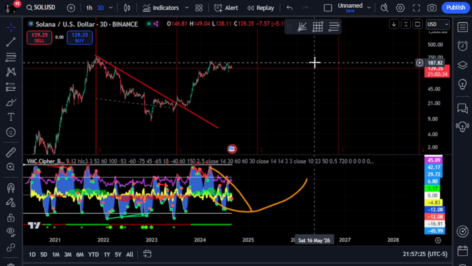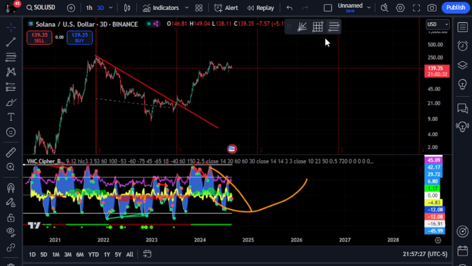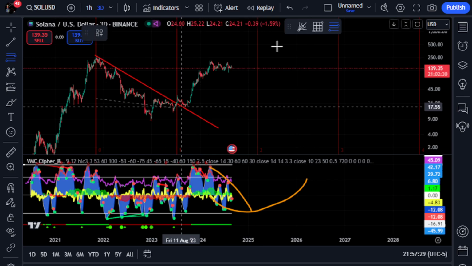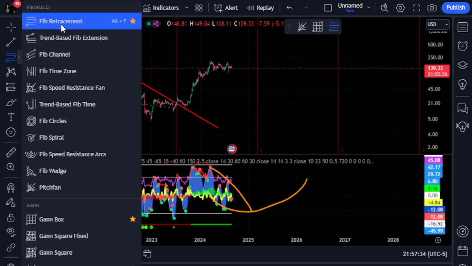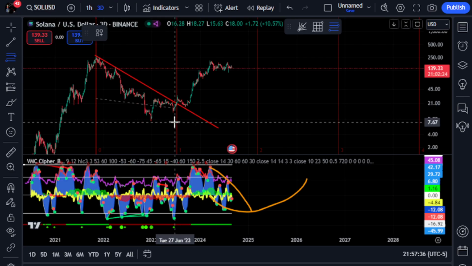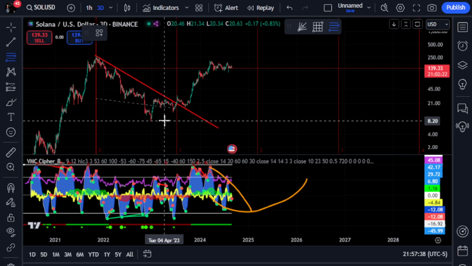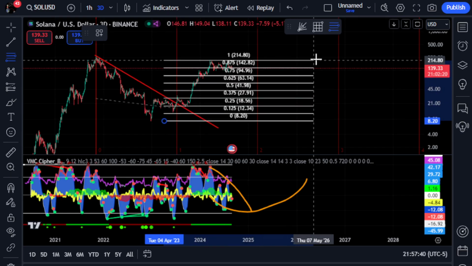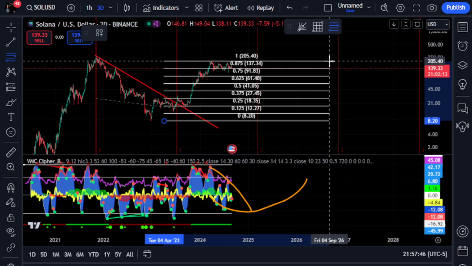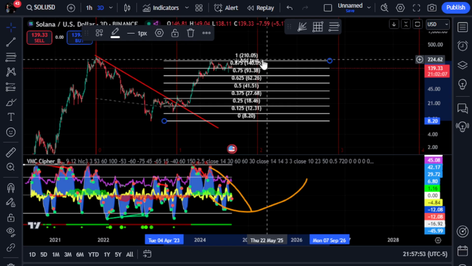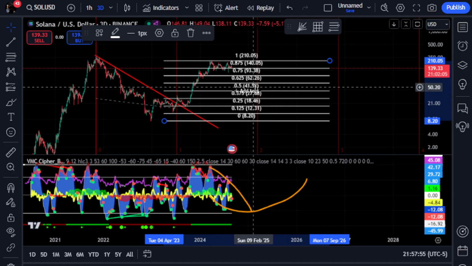So what else can we look at? Let's take our, this is the Fib retrace tool. I just got it on the short list there. So Fib retrace. And that's just the tool. I mean, Fibonacci, whatever. I'm not saying it doesn't have any bearing, because it does. It's equal proportional relationships that tend to occur.